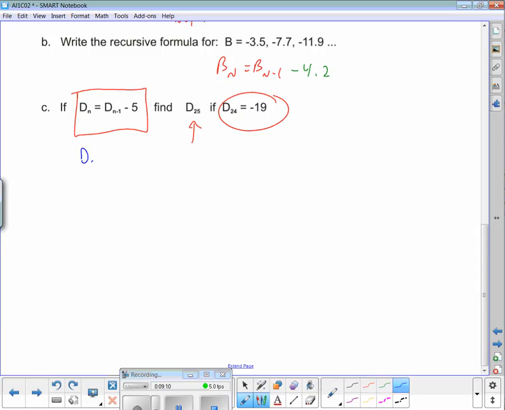So d sub 25 is going to be d sub 24, right? Negative 19. Minus 5, I'm just subbing in, right? So all I'm doing is subbing into the formula because I do know the previous term. And we all know that that's negative 24, right?